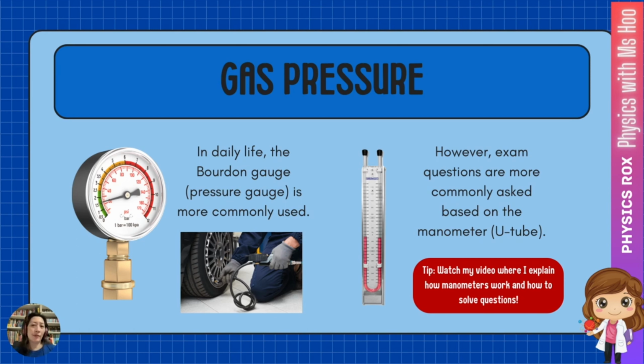However, because it's so easy to read, there are not that many questions on the gauge. So more exam questions are asked based on the manometer or the U-tube because learning to read this can be a little bit tricky, which is why exam questions are based more on this device. In this video, I'm not going to go through how to take measurements or solve questions with the manometer, so please watch my video where I explain how manometers work and how to solve questions. In the meantime, let's move on with atmospheric pressure.